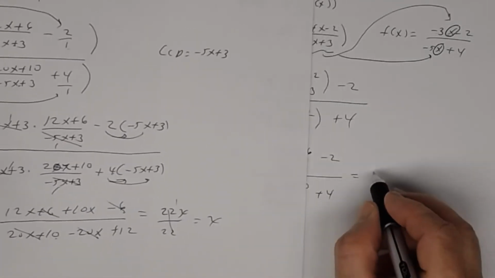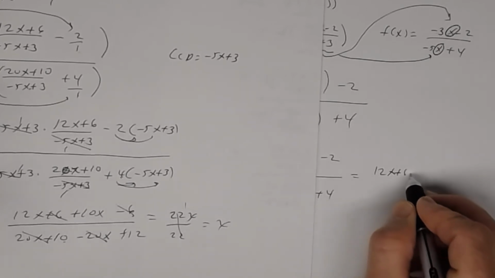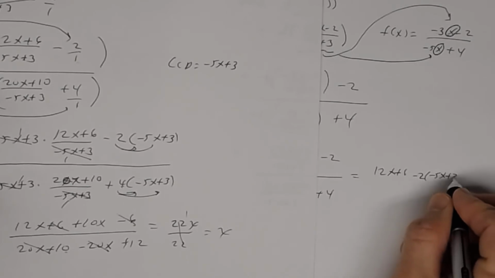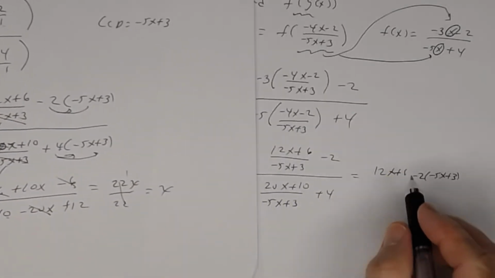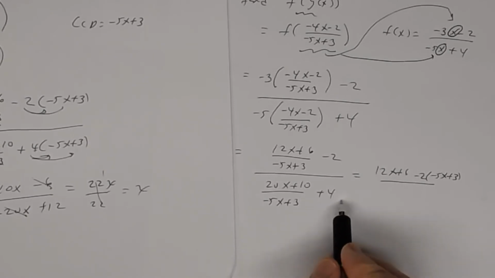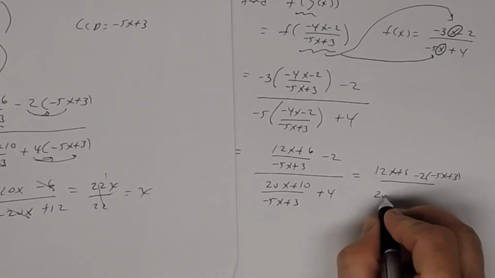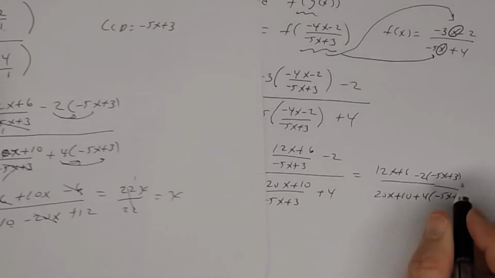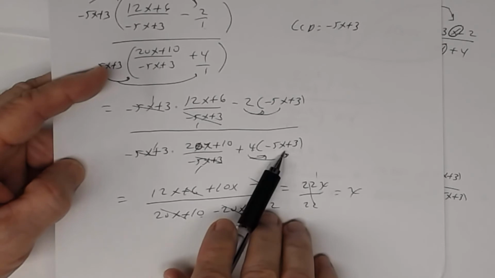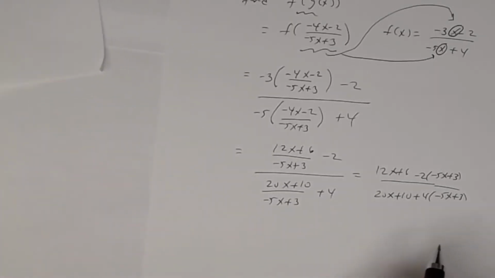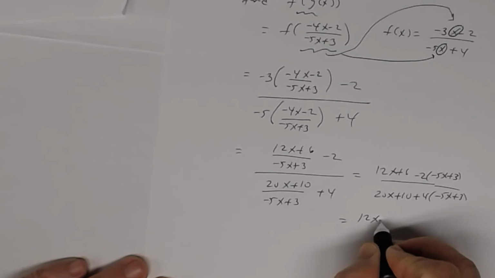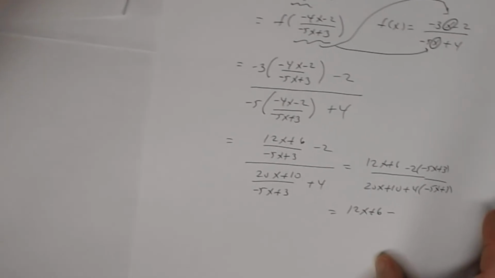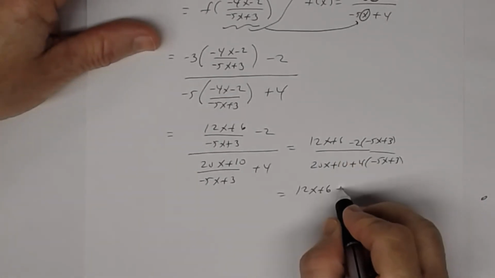So this will be 12x plus 6, 12x plus 6 minus 2 times negative 5x plus 3. So I don't want to have to rewrite all this over, so I'm just going to do this. And then this right here was 20x plus 10 plus 4 times negative 5x plus 3. Remember that? See this right here, 20x plus 10 times that. And then when you distribute, you get 12x plus 6 minus, and then negative 2 times negative 5x is 10x.